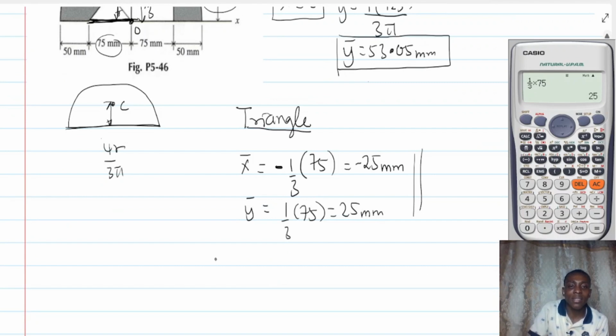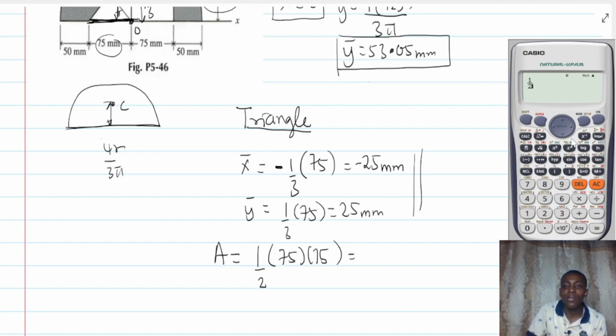Let's calculate the area of the triangle using 1/2 base times height. So that is going to be 1/2 multiplied by the base multiplied by the height. We are going to get 2812.5 millimeters squared, but we will negate it. Why are we going to negate it?